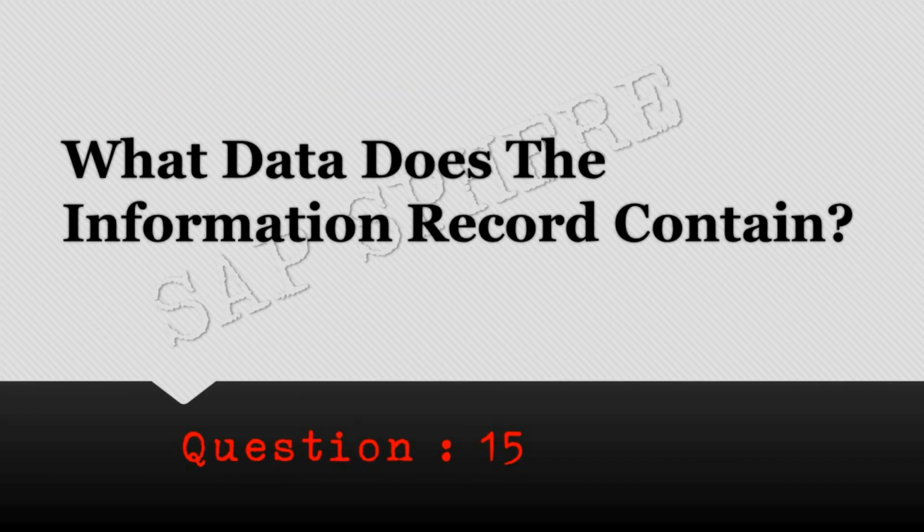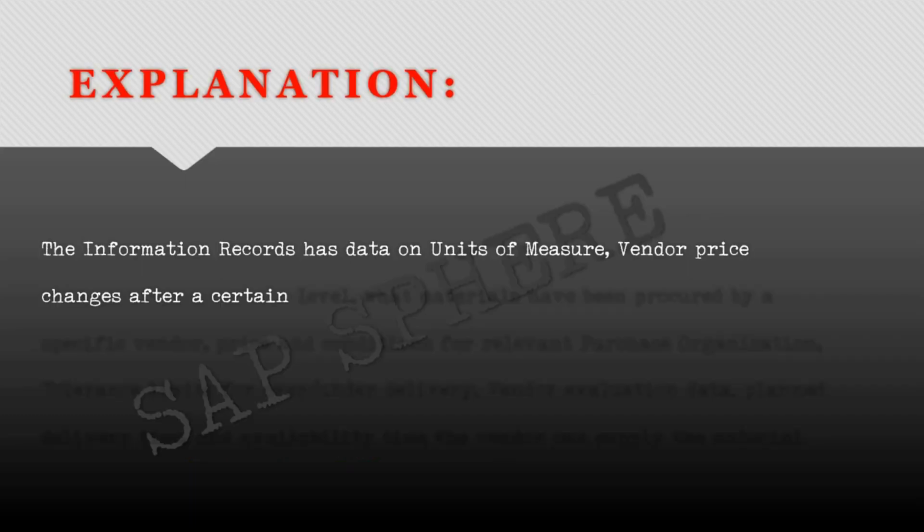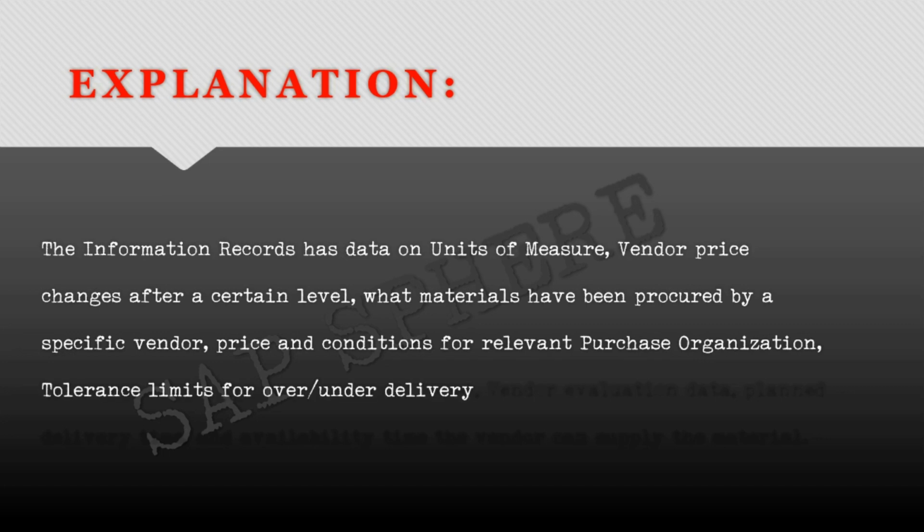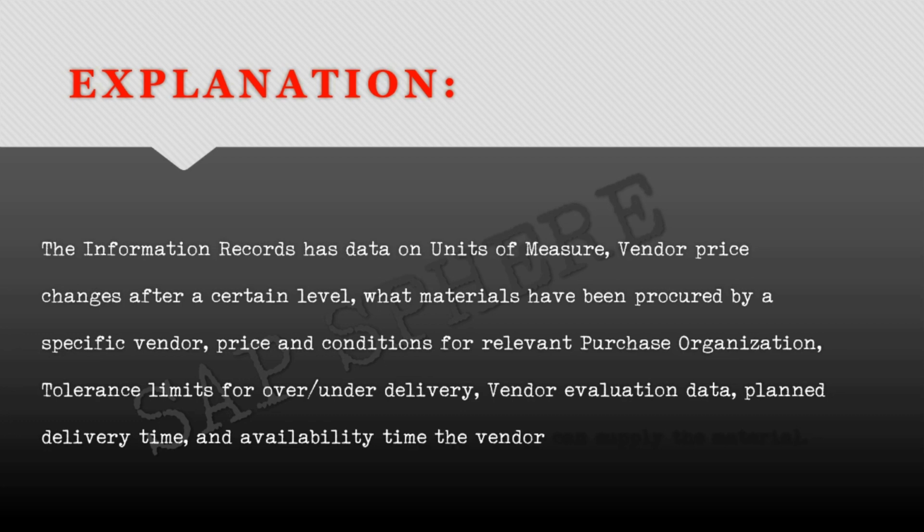What data does the information record contain? The information record has data on units of measure, vendor price changes after a certain level, what materials have been procured by a specific vendor, price and conditions for relevant purchase organization, tolerance limits for over and under delivery, vendor evaluation data, planned delivery time, and availability time the vendor can supply the material.